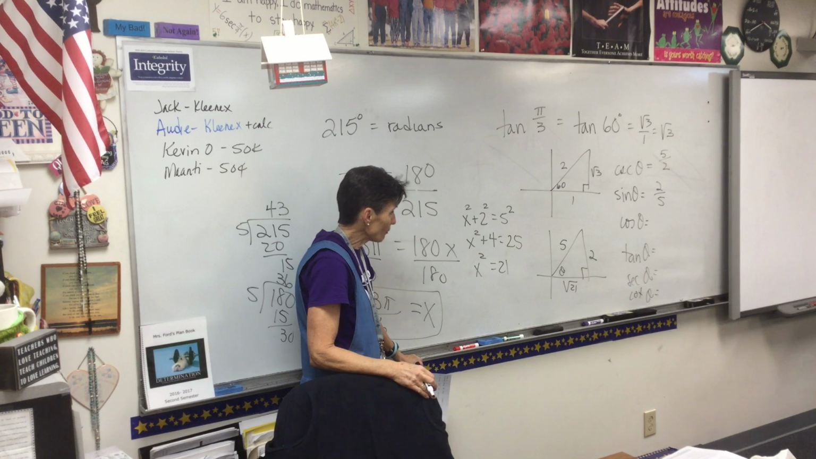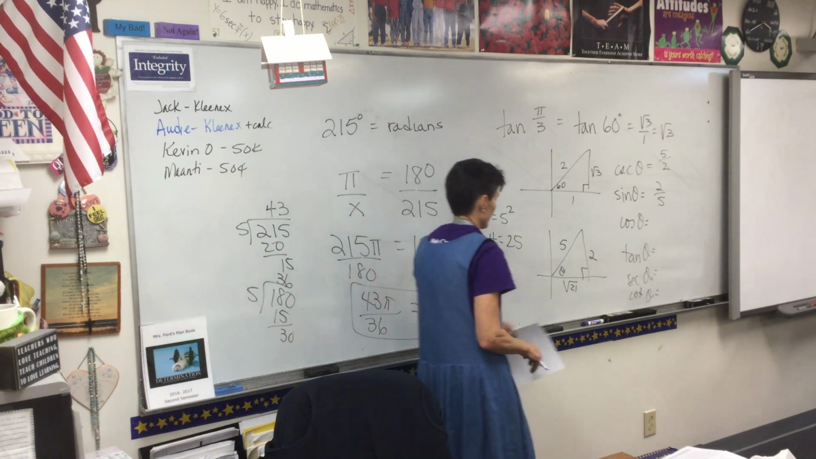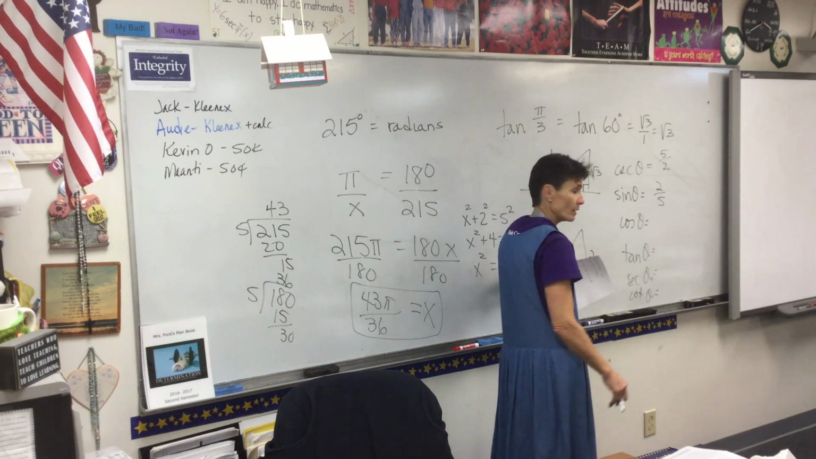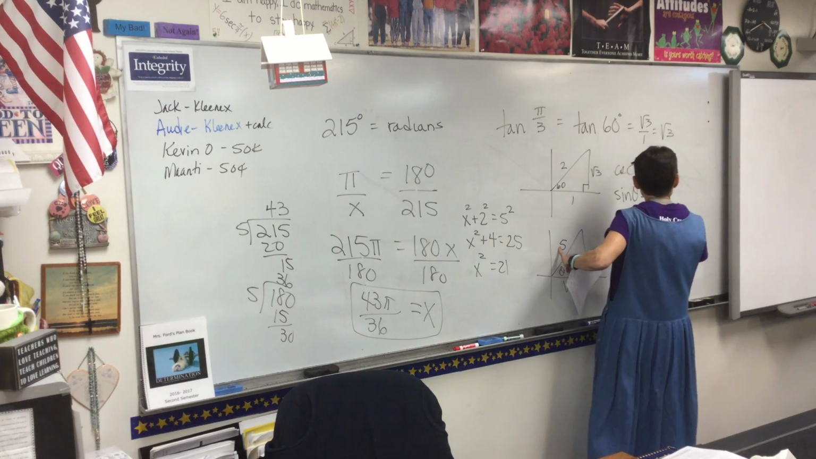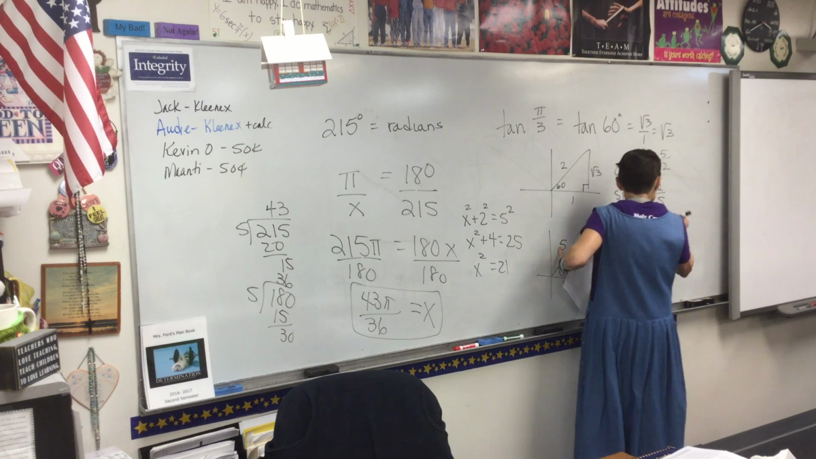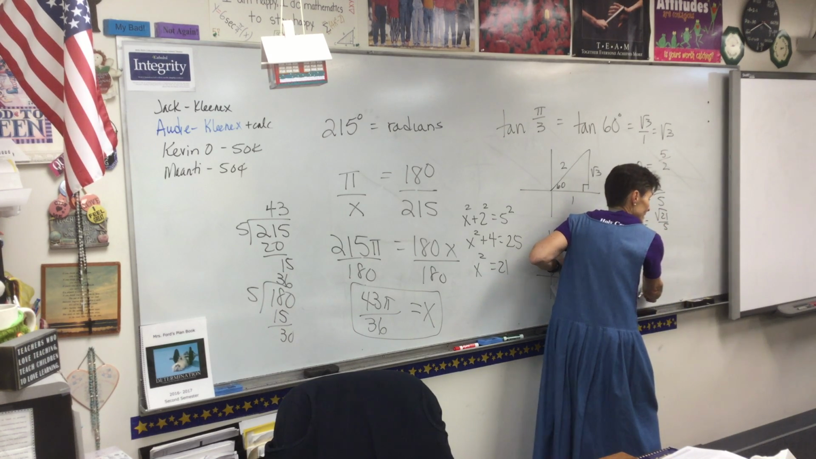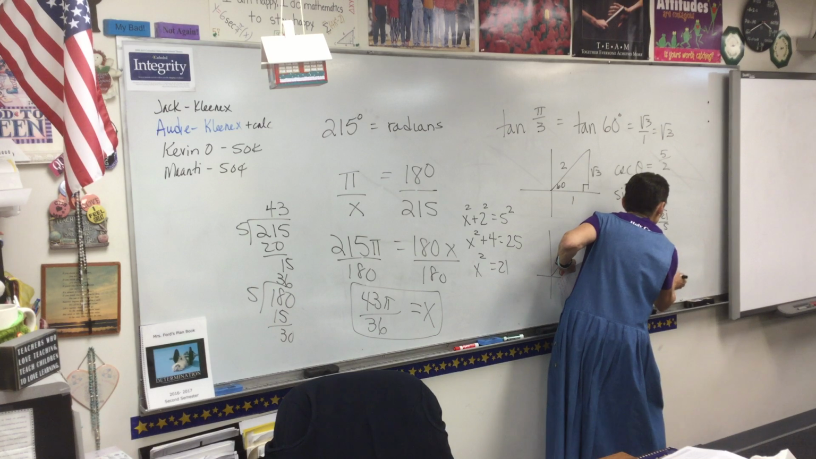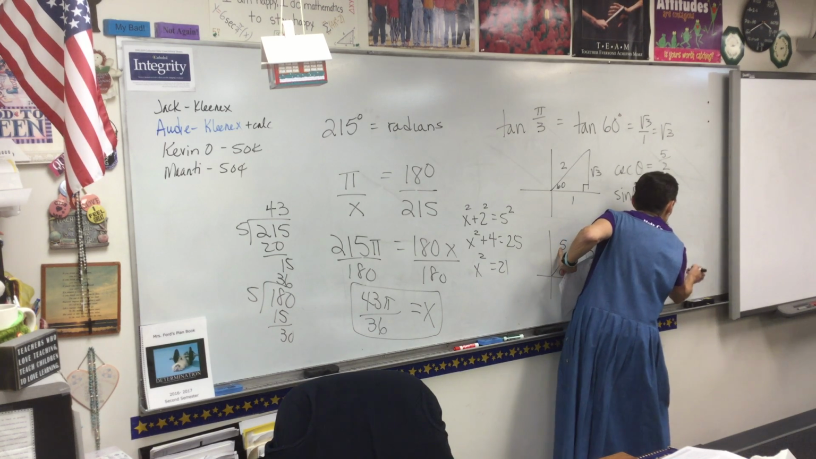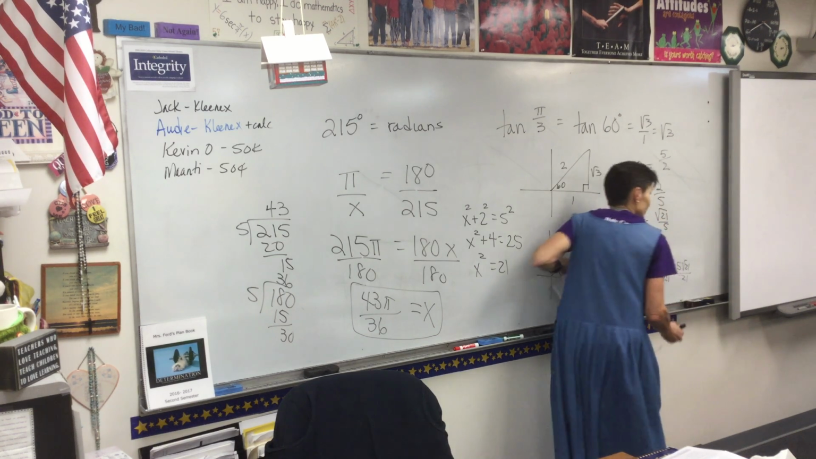Now can I fill in all the rest of those? Cosine. Square root of 21 over 5. Which means the secant is 5 over root 21, or 5 root 21 over 21.